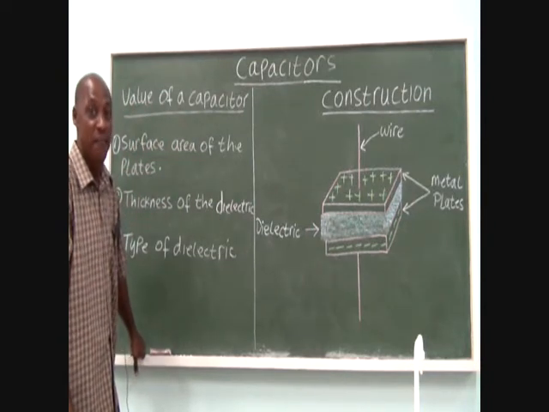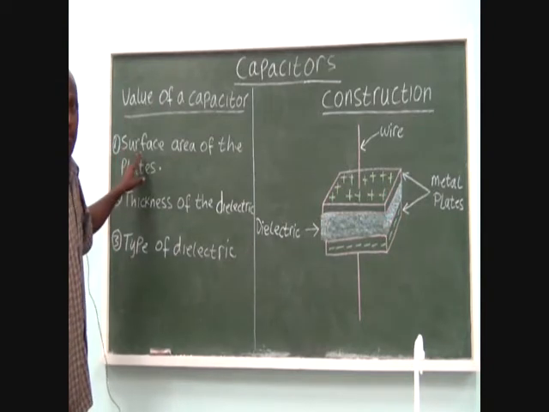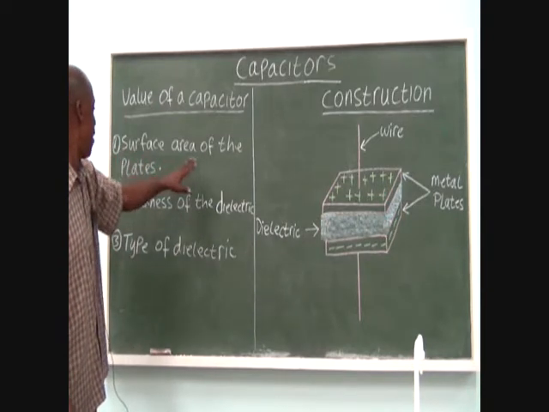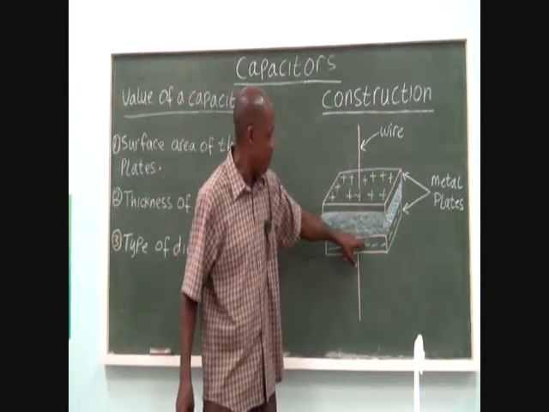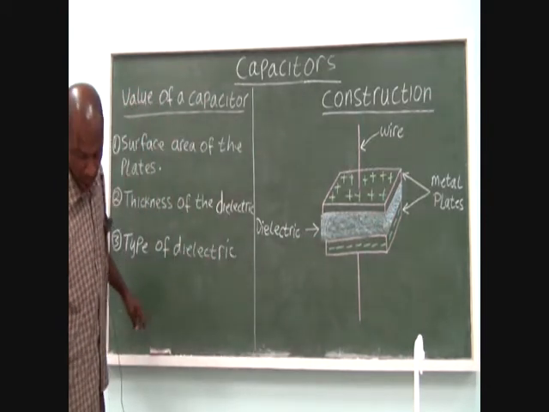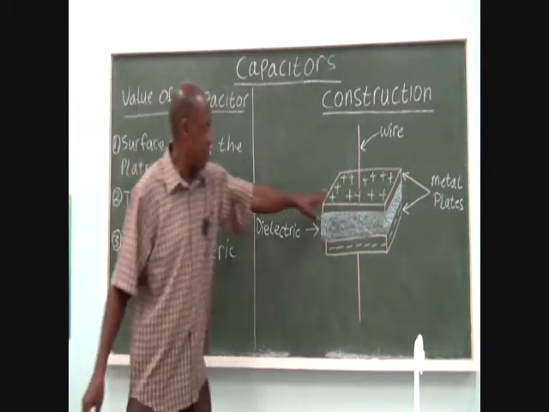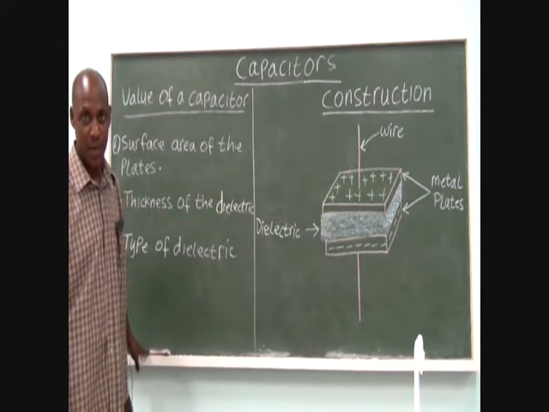Okay, let's go ahead now and talk about the value of a capacitor. How do you determine the value of a capacitor? First, we have the surface area of the plates. And the plates, I mean these two metal plates here. The bigger the surface area is, the bigger the value of the capacitor will be.